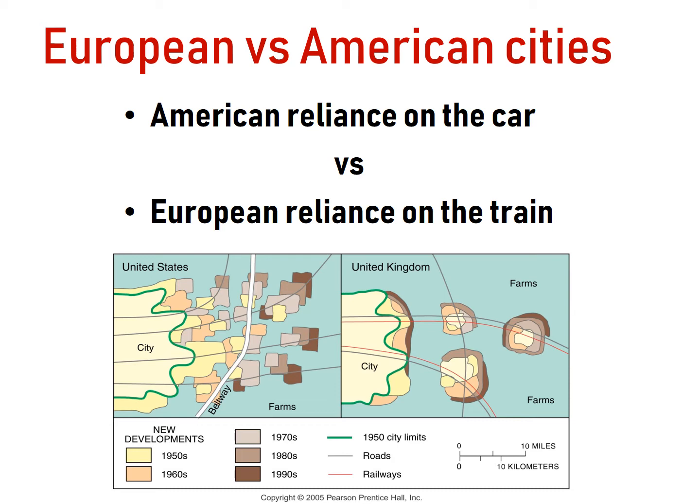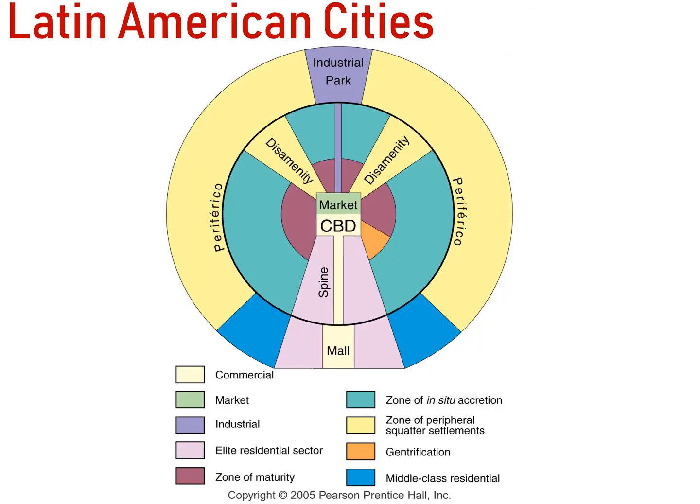And once again, this comes from the American reliance on the car and urban sprawl, the reason why we have our suburbs the way they are, and Europe is the reliance on the train and green belts for their suburbs. Which then takes us to the Latin American city models. Now, the models that we're going to talk about here are of places colonized by Europe.